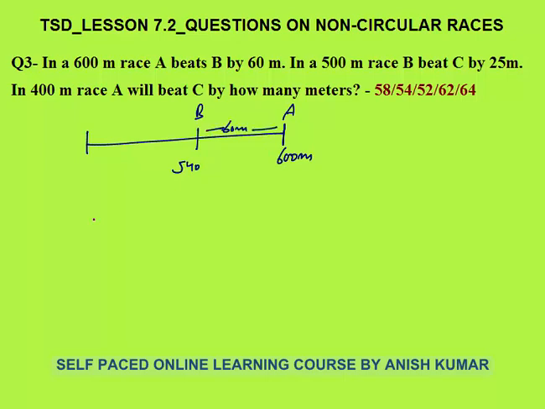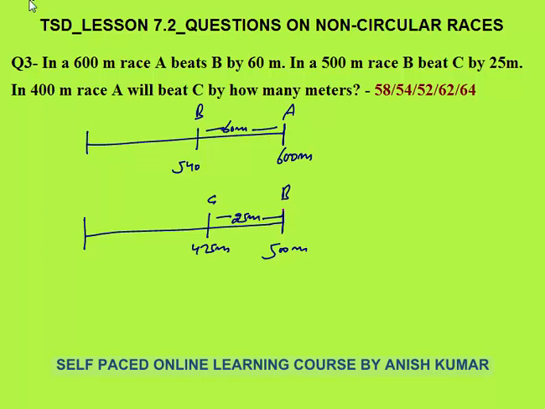Second scenario, in a 500 meter race, B beats C by 25. It means that when B is at 500 meters, where will C be? C will be at 475 meters. This distance is 25 meters. Now the question says that in a 400 meter race, A will beat C by how many meters?